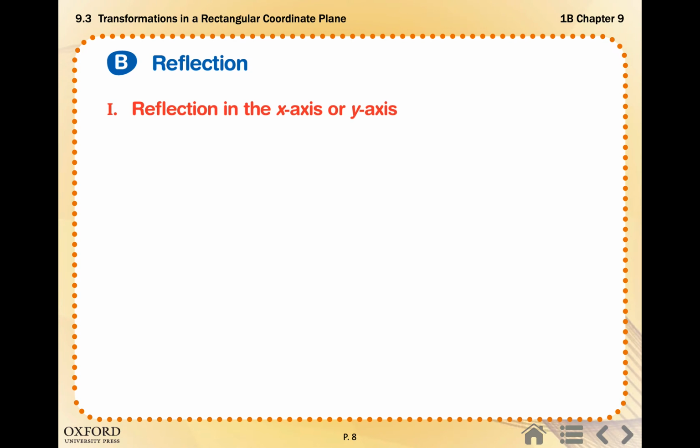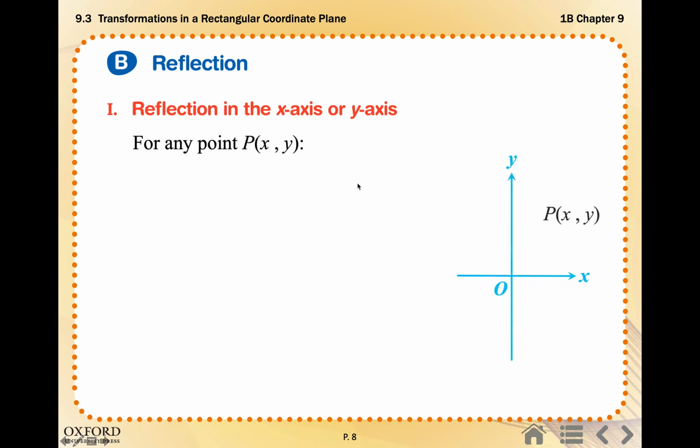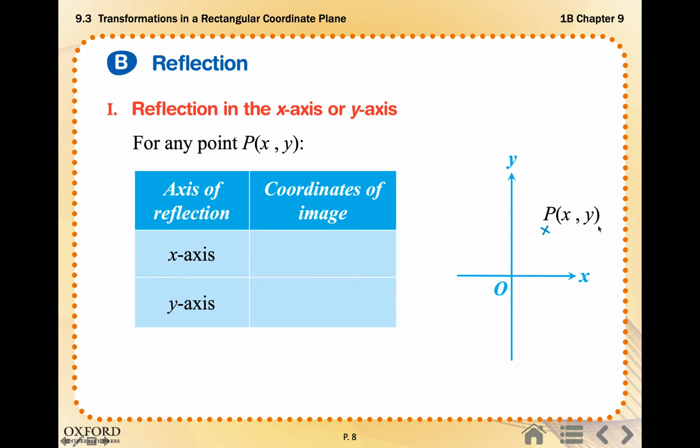And then go to the part about reflection. Now we have to consider if the point is reflected in the x-axis or y-axis. Then let's try to look at a point P again. And we always say that the coordinates of P are x, y. And if the point is reflected about the x-axis.